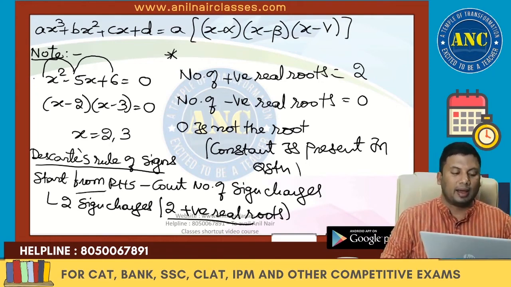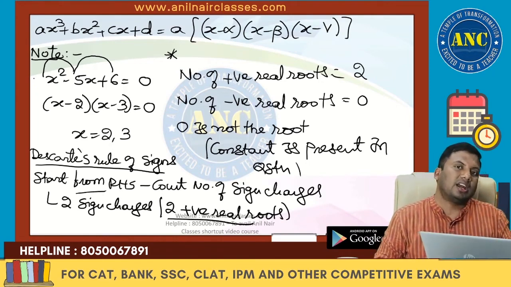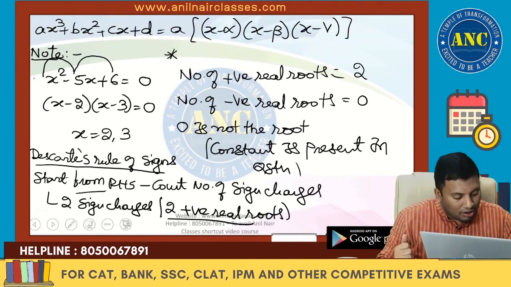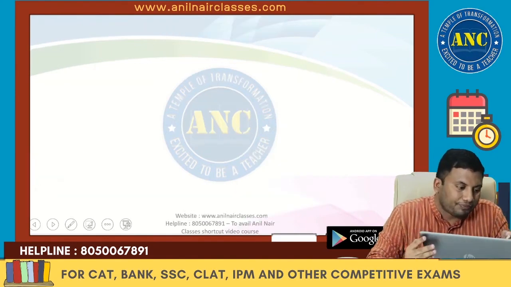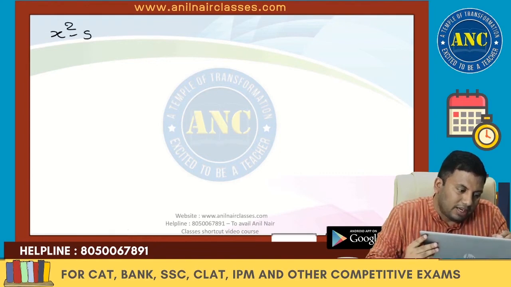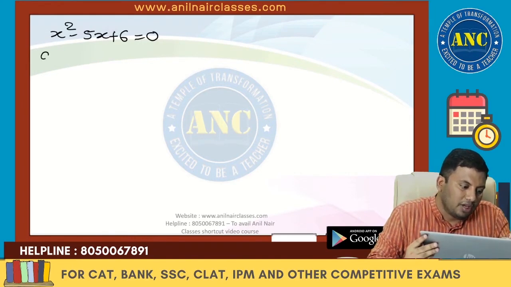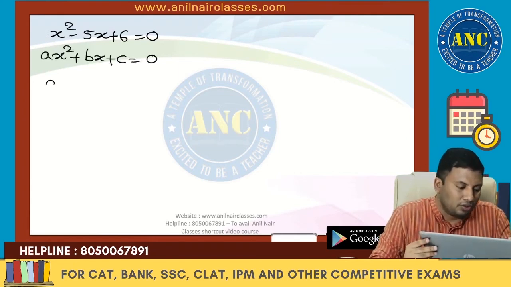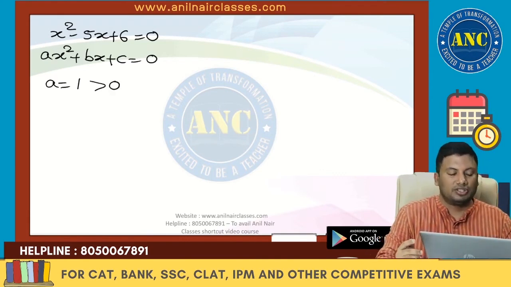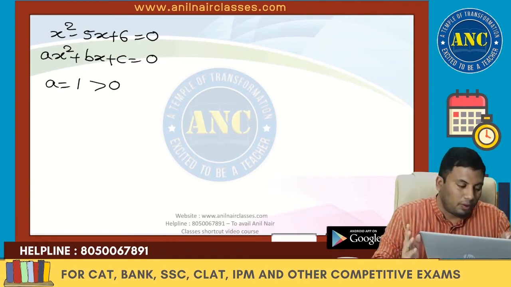Sir, why is it happening? How are the sign changes related to the number of positive real roots? See here, x square minus 5x plus 6 equivalent to 0. If I compare it with ax square plus bx plus c equivalent to 0, a is nothing but 1, which is greater than 0. I hope it is clear.